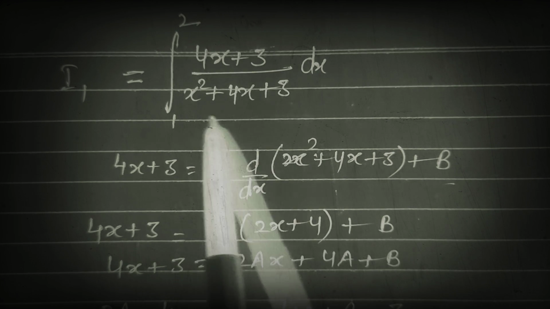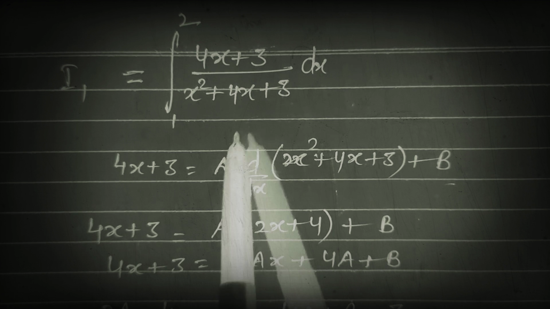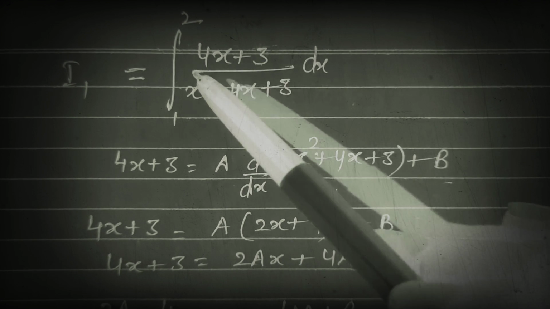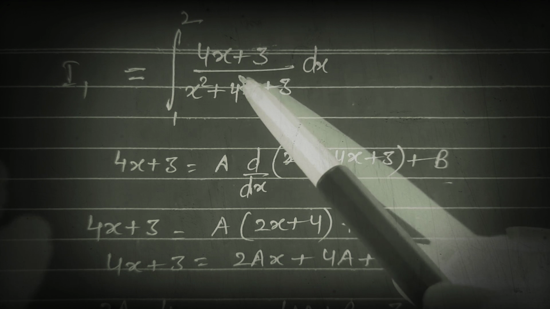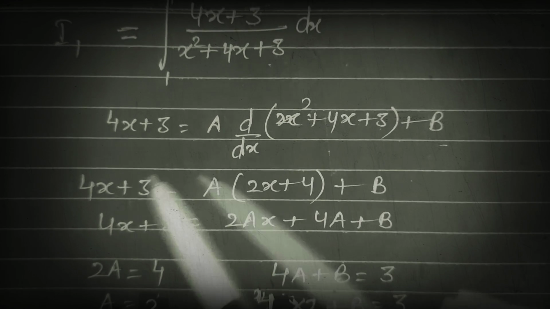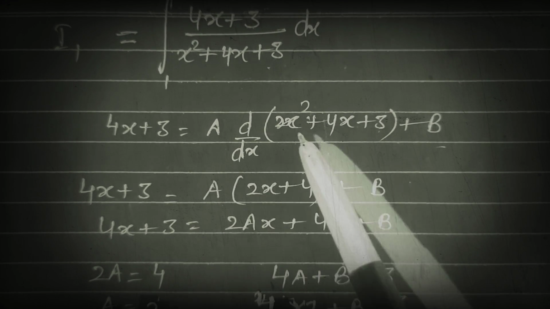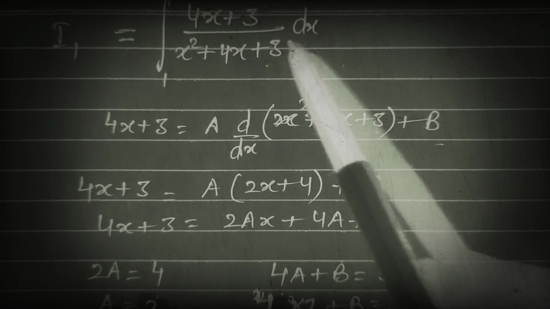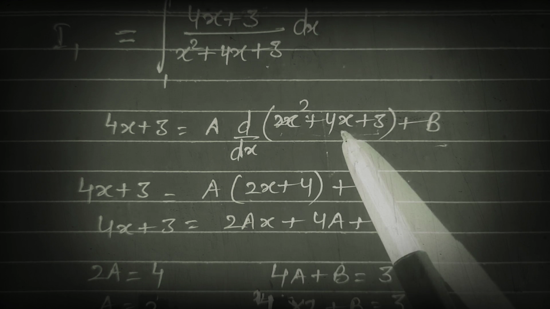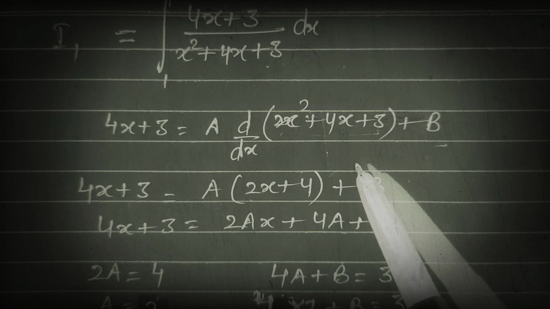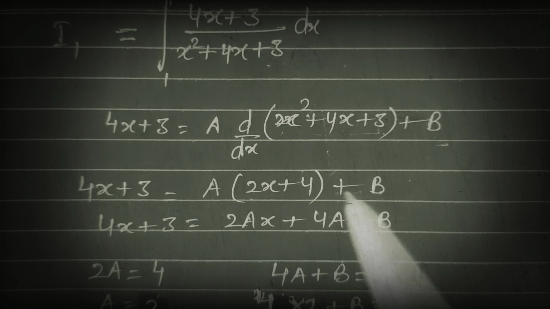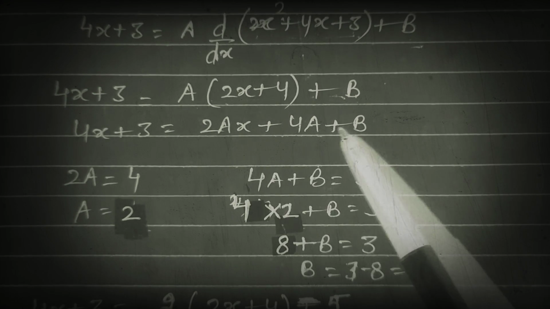Numerator is in linear form and denominator is in quadratic form. So firstly we will change this function 4x plus 3 into the form of derivative of denominator plus constant. So we can write 4x plus 3 as a into derivative of denominator plus b. So what is the derivative of this? X square derivative is 2x, 4x derivative is 4, 3 is constant so its derivative is 0, plus b. So firstly we will solve this after comparing the coefficients.